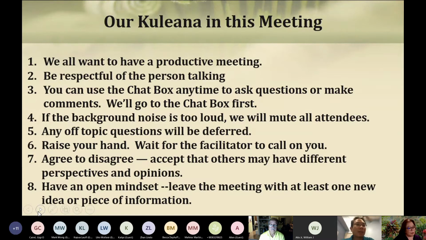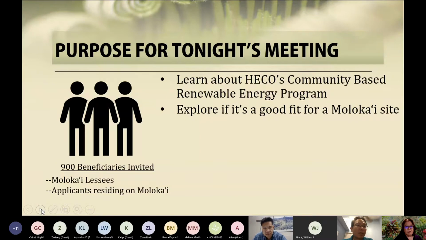So we sent out about 900 invitations to this meeting to DHHL beneficiaries on Molokai, both lessees and applicants on the wait list who reside on Molokai. The purpose of tonight's meeting is to learn about Hawaiian Electric's community-based HECO program. We want to explore if it's a good fit for a site on the island. HECO is initiating a new community-based renewable energy program. DHHL has a fiduciary responsibility to explore all options. We have asked representatives from HECO to explain their new community-based renewable energy program. It's something new, and the more information we have about that, the more informed decisions we can make.